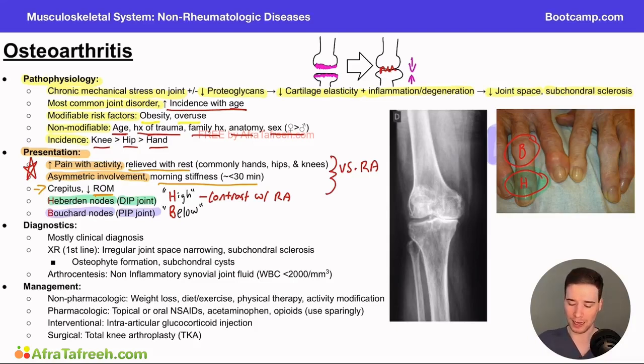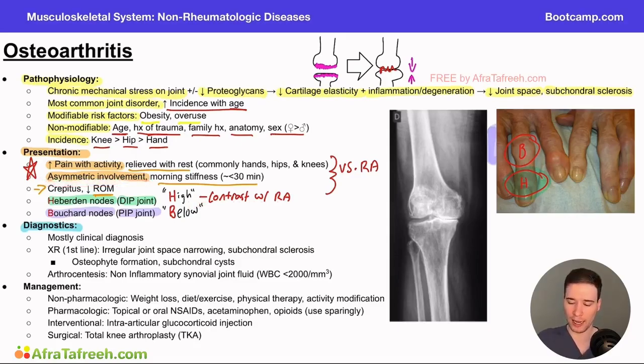Now, moving on to the diagnostics here. So this is mostly a clinical diagnosis, right? A patient's going to present with a variety of findings that you say, yeah, this is most likely to be osteoarthritis. They're going to talk about the pain, the range of motion, some crackling in their joints, and potentially tell you that it's only their left knee that's hurting or that their left knee hurts more than their right knee. Again, consistent with the asymmetric involvement.